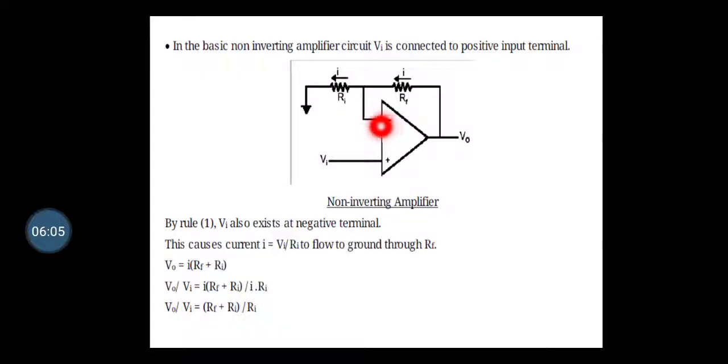The resistance will be connected in the inverting terminal. So the input is given to the non-inverting terminal. Because it is a non-inverting amplifier, similar to the inverting terminal, we can also write V0 by VI will be equal to I into RF plus RI divided by I into RI. So V0 by VI will be equal to RF plus RI divided by RI.